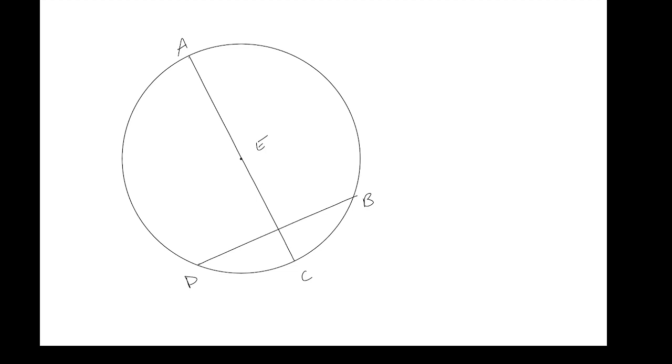Okay, so here's what we're given. We have circle E. Moreover, that AC, that chord, is a diameter.